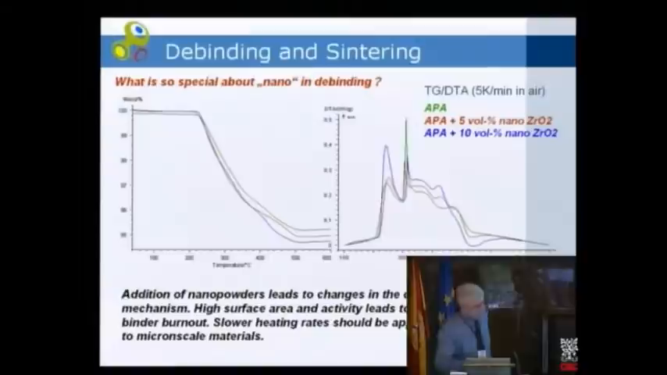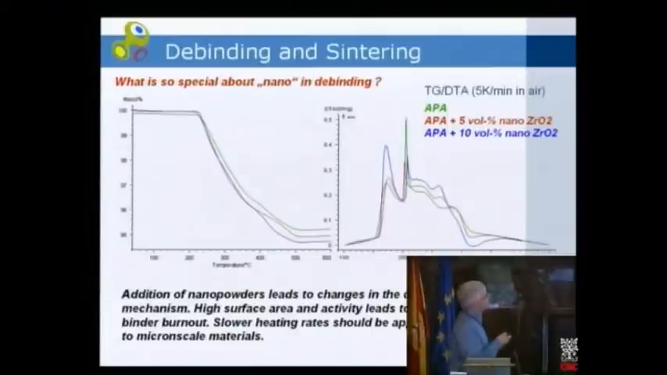We made an interesting experiment. You may remember some of these compositions. We took the pure submicron alumina, added 5% and 10% of nanozirconia, and made a thermogravimetry and DTA measurement. And you can see here in the thermogravimetry, the differences are not so big, but if you look at the heat flow, you can see that there are big differences between these three types of feedstocks.